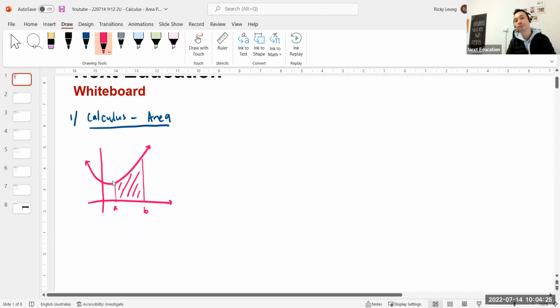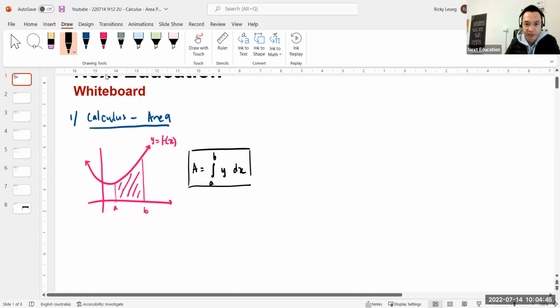So this area here, we know the formula is going to be the integral between the limits of A and B of, let's call this function f(x). Instead of writing f(x), can I just write y dx, because y is f(x) in this case. And that's the formula. Pretty straightforward, nothing fancy there.